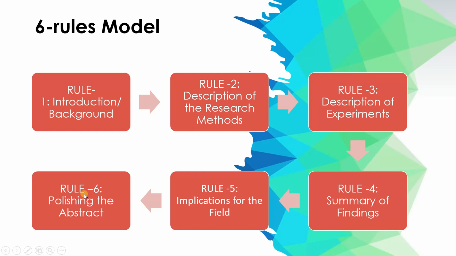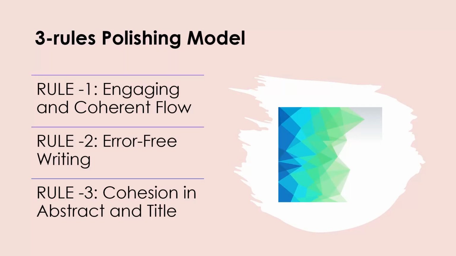And last but not least is the polishing rule. You have written all the five sections of your abstract, but it needs to be polished. So the sixth rule is to polish your abstract. For polishing your abstract, I suggest three rules to be followed. The first rule is that there should be a coherent flow in your abstract, which means you should follow rules 1 to 5 in the sequence as stated.